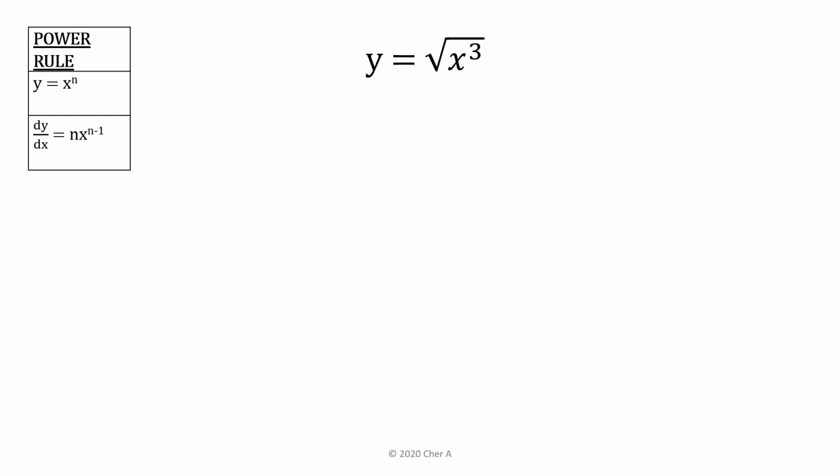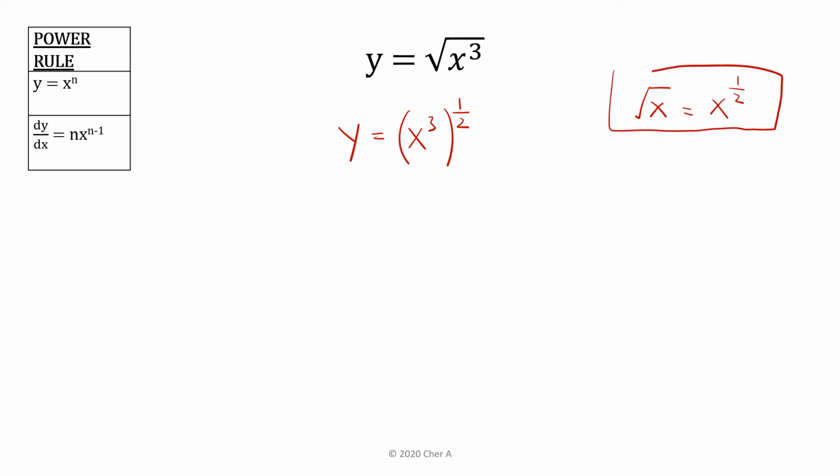What we see here might look complicated, but we can actually change it to a form that's easier for us to differentiate. Y equals square root x to the power of 3. So let's change it to y equals x cubed. What can we do with the square root? Square root can actually be changed to the power half. So for example, if we have square root x, it is x to the power of half. So you can remember this.